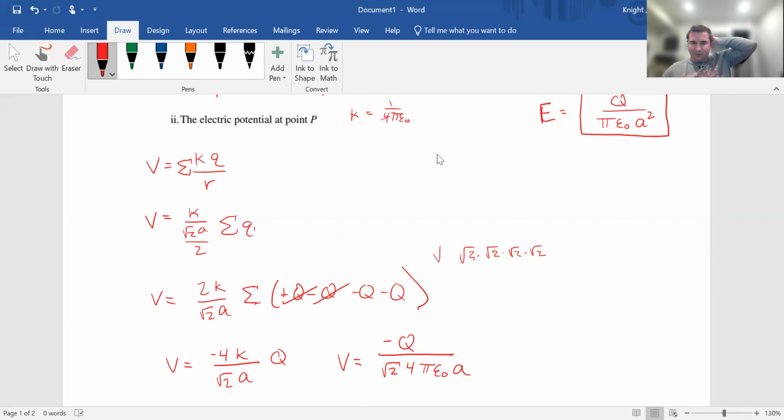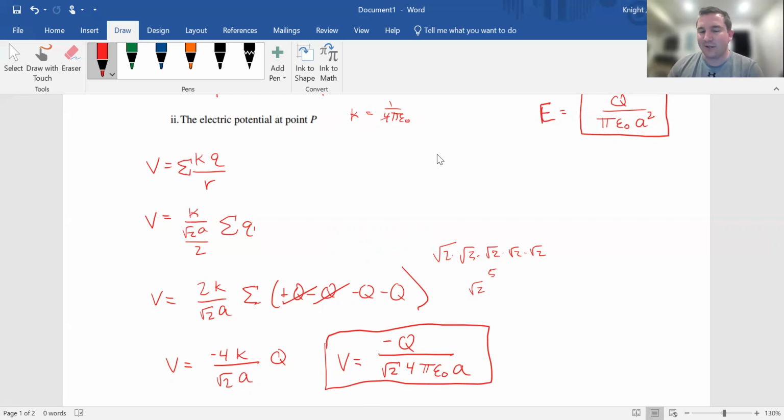So if I put another root 2 in there, I would get root 2 to the 5th power. Is it nicer to write that as root 2 to the 5th power? I don't know. I'm going to leave it like that. Potential is negative q over root 2 times 4 times pi epsilon naught over a. Let me check the answer really quick.